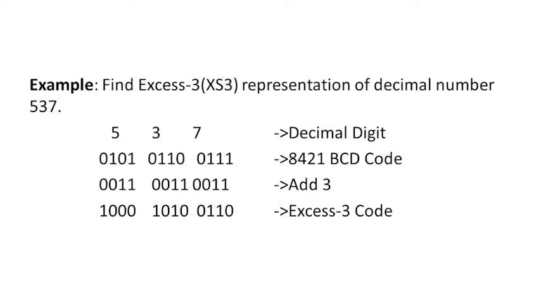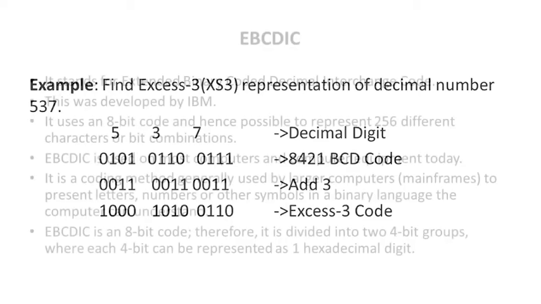For example, find the XS3 code representation of the decimal number 537. First we need to convert that into BCD form. After that we should add 3 to that BCD form, then we will get the XS3 code.